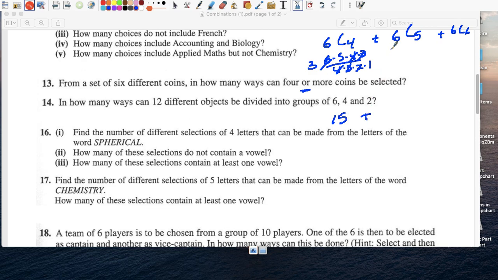Plus, the second scenario, we have 6 times 5 times 4 times 3 times 2 over 5 times 4 times 3 times 2 times 1. 5, 4, 3, and a 2. So there's 6 different ways. And the last one, if you have 6 coins, how many different ways can you collect 6? That's obviously just 1. So the answer is going to be 22. Okay.